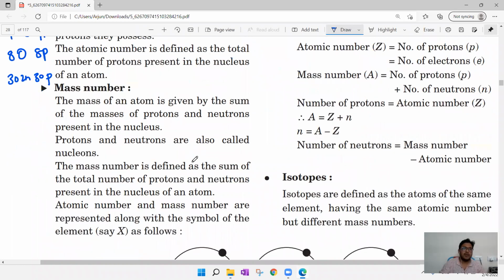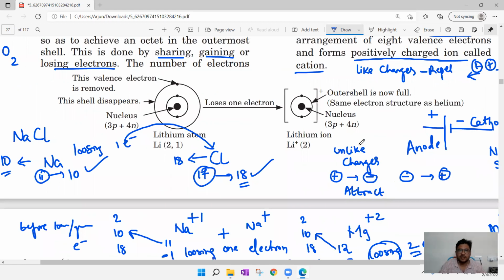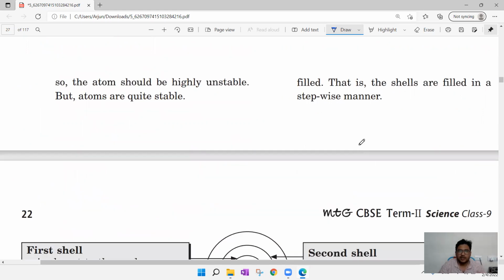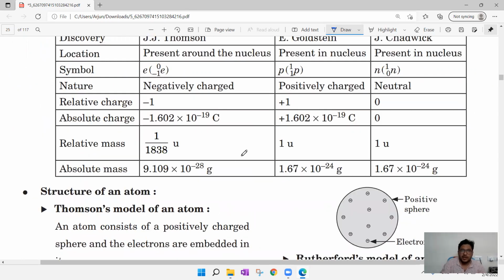Next, mass number. In an atom again we have electrons, protons, and neutrons. If you see the table which we discussed in the last lecture, in relative mass, proton and neutron have greater mass, 1 unit each, but coming to electron, it is 1 by 1838 times. 1838 electron masses equal 1 proton mass. You see how negligible the electron is. Protons and neutrons have greater mass when compared to electron.